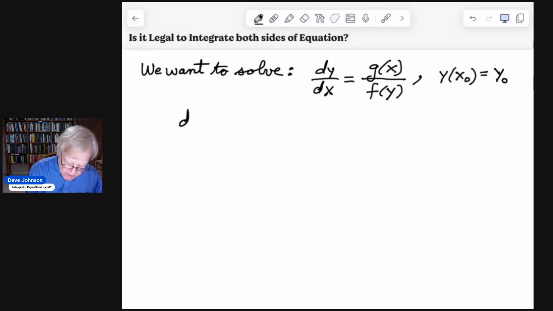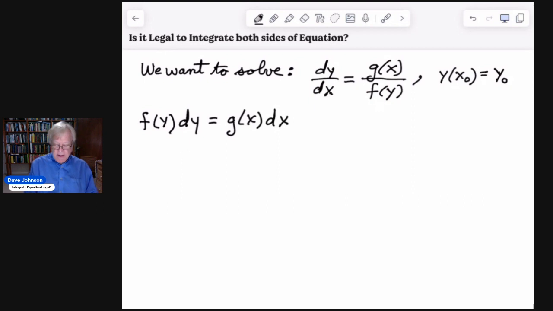We're going to get dy times f of y is equal to g of x dx. And then we're going to integrate both sides of this. Now, what we want is, well, what is the solution of this differential equation? Well, it's y is some function of x. And so we're going to do this formally.